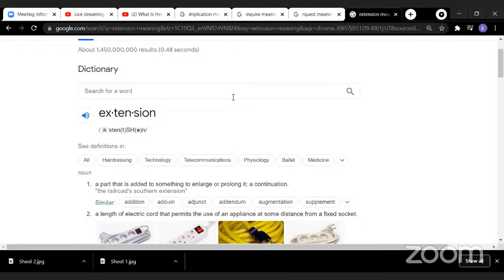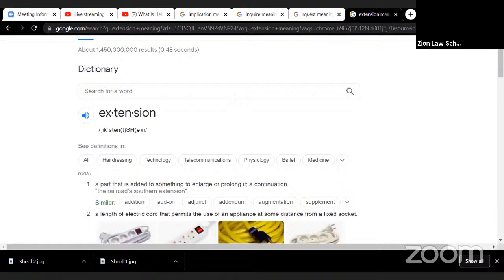Okay, so let's continue. I'm going to start from the beginning. This is Strong's 7592.